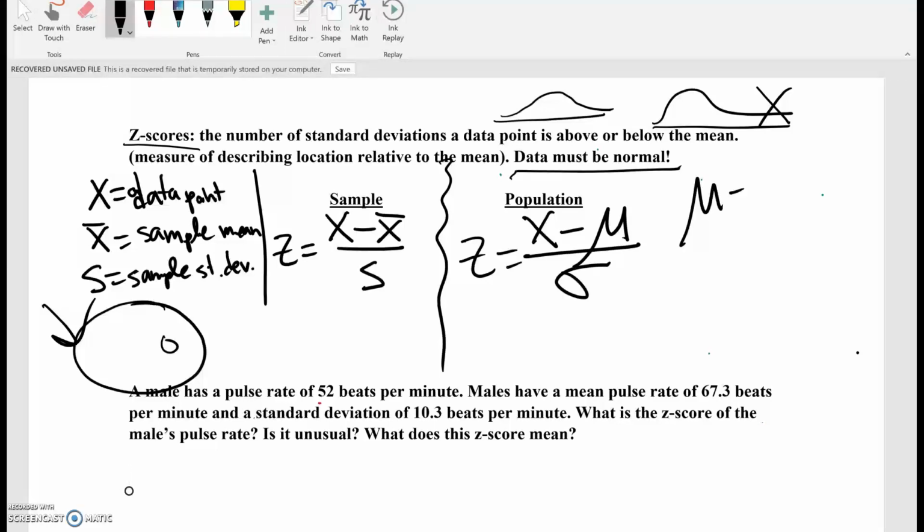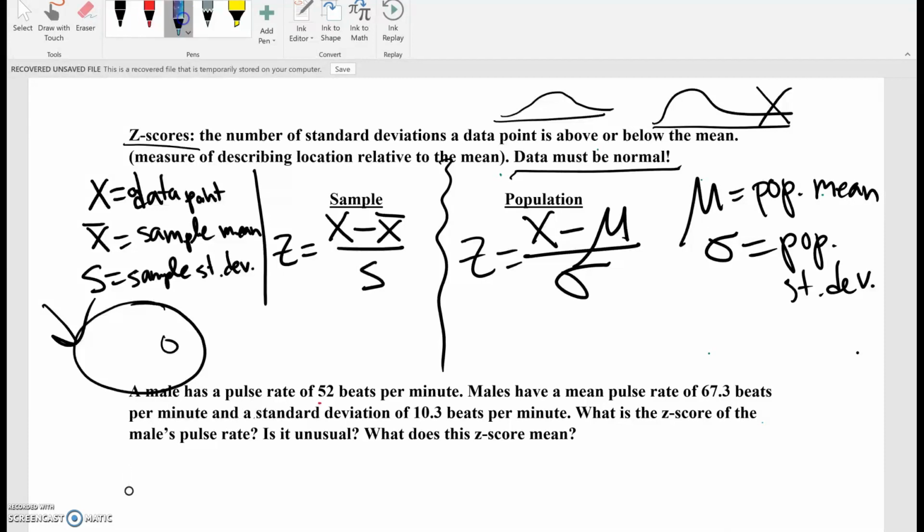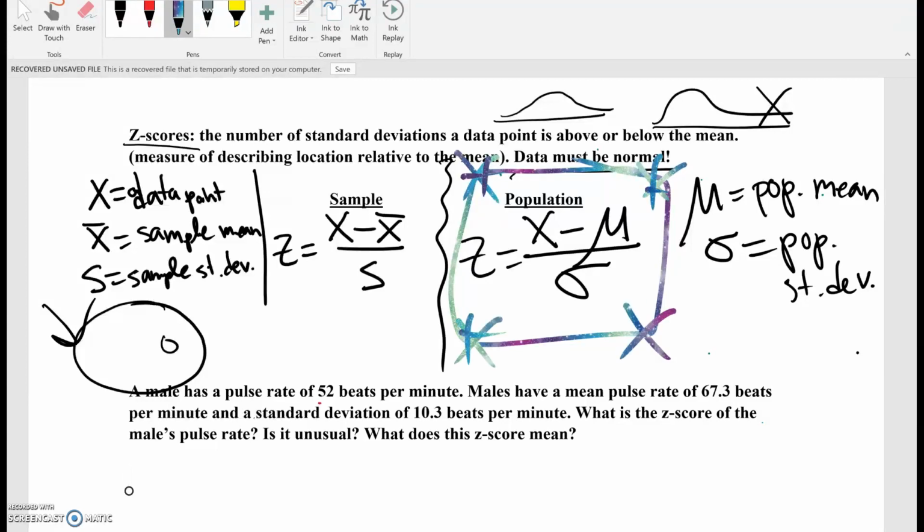Here, this mu is what we're going to call my population mean. And this sigma is what we're going to call my population standard deviation. Now, in this class, the one formula that we're mainly going to be looking at is this one. The one for the sample is still good, and in theory, we will do that, but there's going to be parts of the class where we're going to mainly talk about the population. So this is the formula that we're mainly going to use.